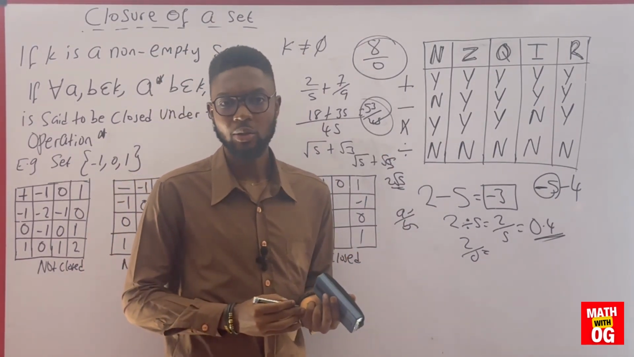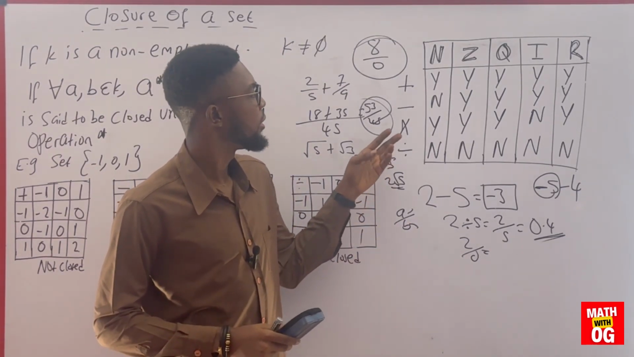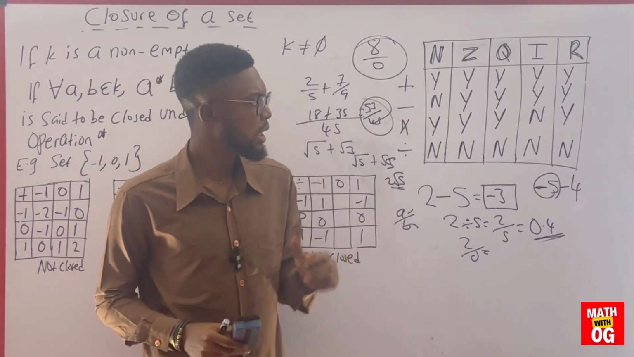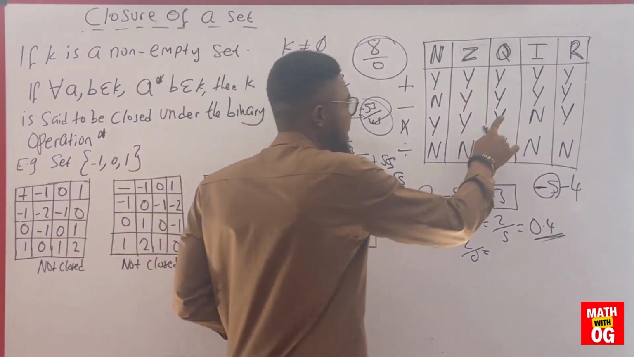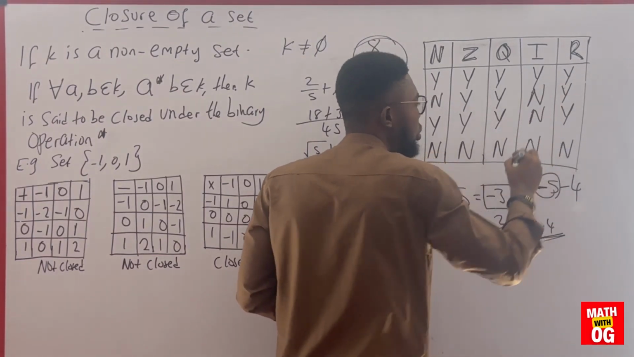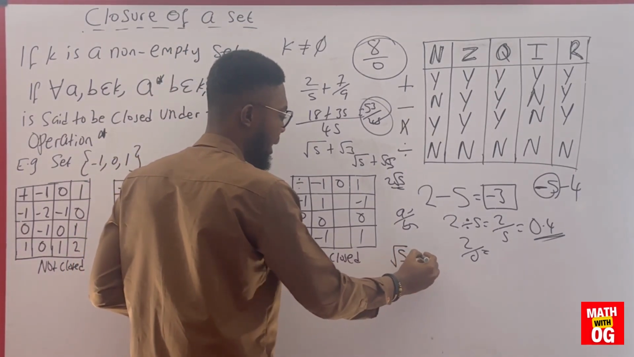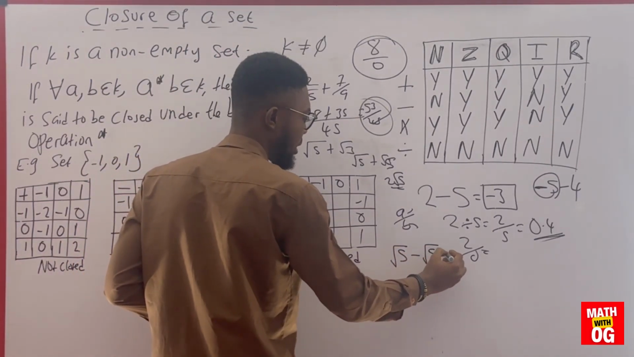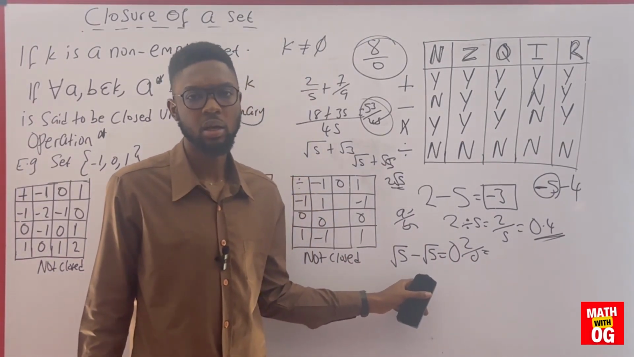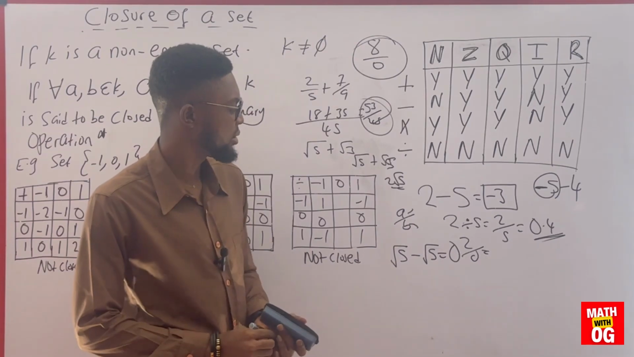Whenever you subtract irrational numbers, you get an irrational number. Irrational numbers are closed under addition and subtraction. Okay, let's hold it there. I can see that this one is a no. Irrational numbers are not closed under subtraction. The reason is that root 5 is an irrational number minus root 5, another irrational number, will give us 0, and 0 is not an irrational number. So it is not closed under the set of irrational numbers.